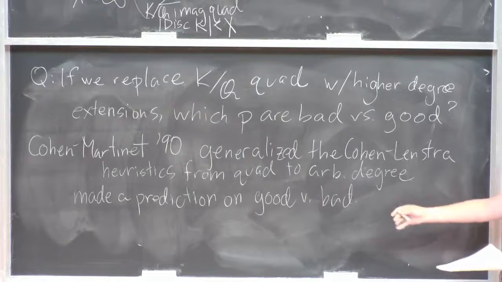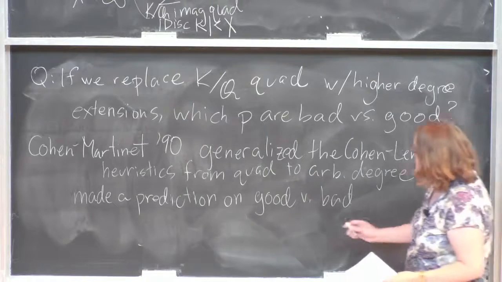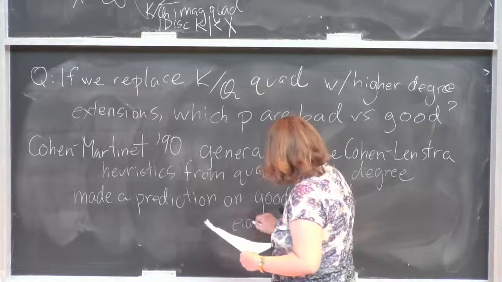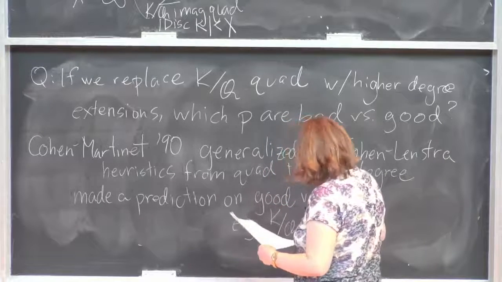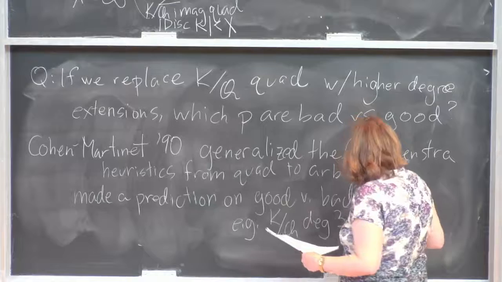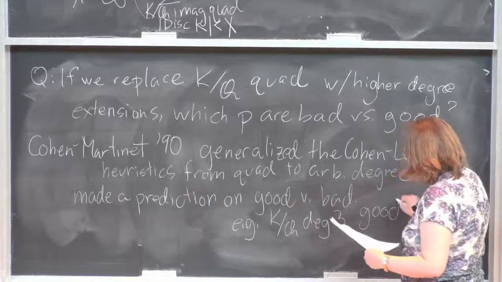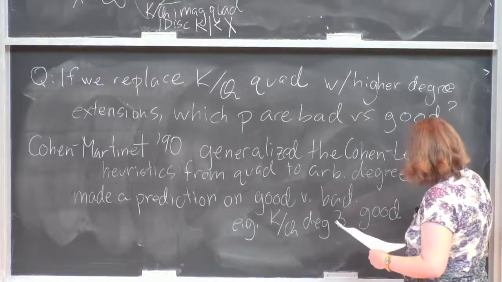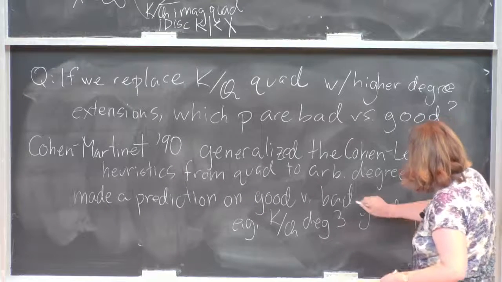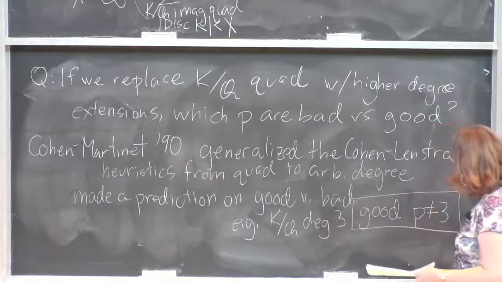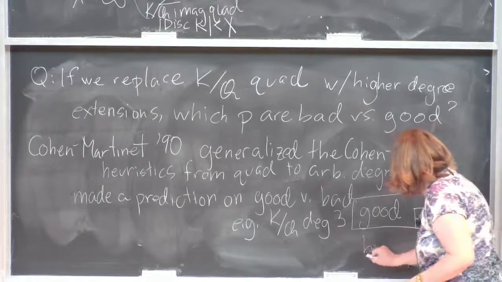But let's just say, for example, for cubics, so for k over q of degree 3, they thought that all the primes other than 3 would be good, and that 3 would be bad.